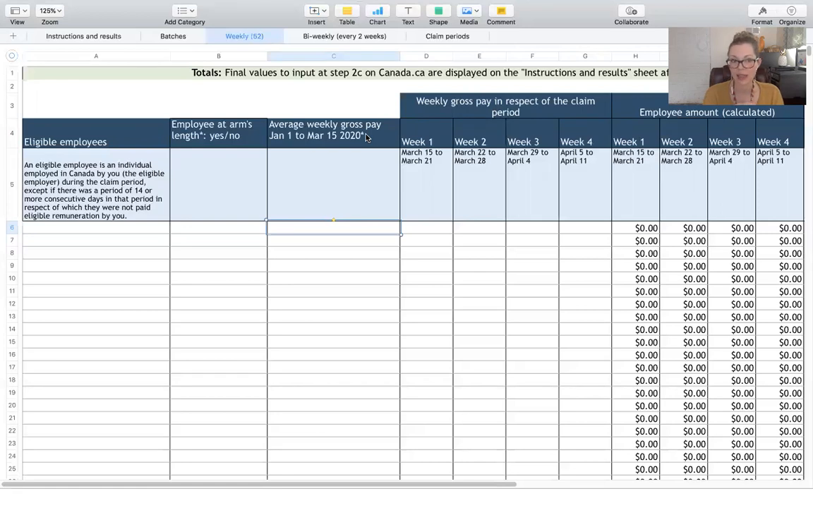So if you, like me, perhaps had already spent several hours trying to find information about how to calculate this, you may have come across some versions of other spreadsheets. I know there's one from Tax Templates Inc. that's free that a lot of people are using, and I tried to use it myself, but I disagree with the method that they have on there, because essentially what they're doing is taking the total wages that were paid in January 1st to March 15th and then dividing it by 10.71 weeks.